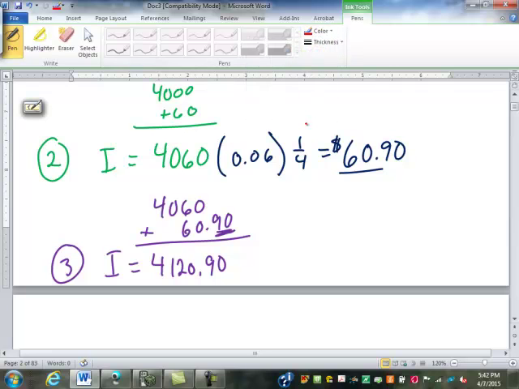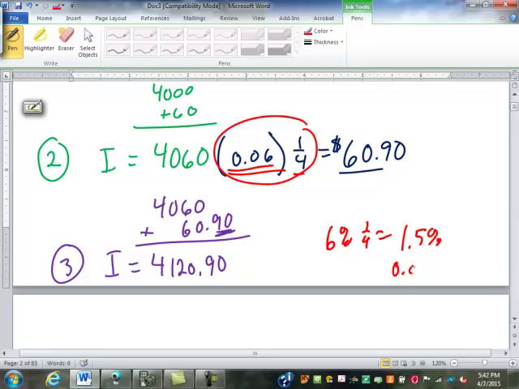We have this percentage right here. We mentioned the rate per period. Well, we're taking 6% times 1/4 is 1.5%. 0.015 is a rate. That's the amount of interest we're charging per quarter.